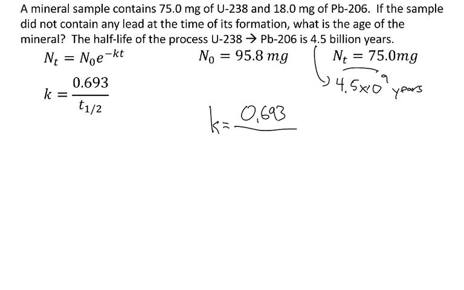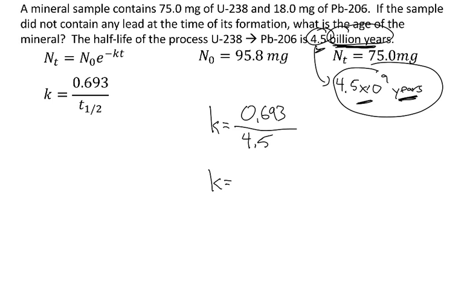I could either use this for the half-life, in which case my units would be years, or I can use 4.5 as my half-life, and then my units are going to be billions of years. I think working with 4.5 is going to be easier than working with 4.5 times 10 to the 9th, so I'm going to do that, and then my units will just be billions of years. When I divide that out, I get k is 0.154, and that'll be 1 over a billion years. Then we'll plug all this in on the next slide to finish the problem.